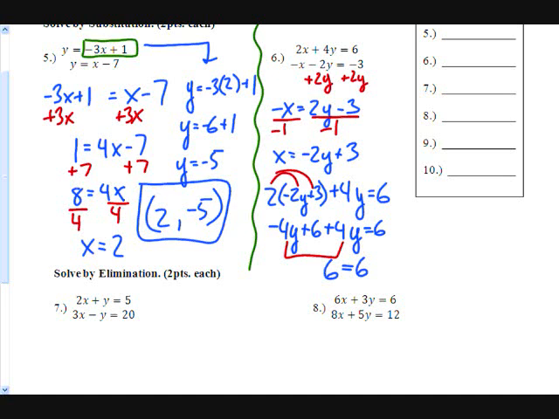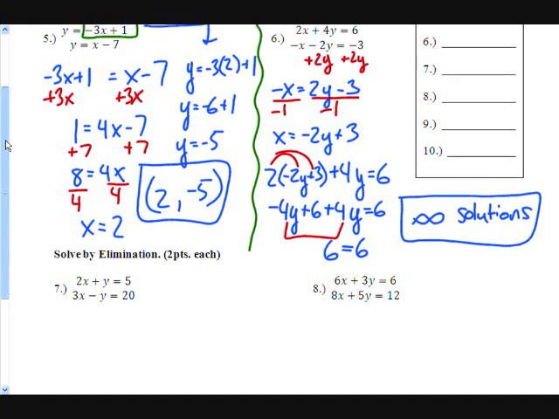Remember, this is one of our special cases. When I get a true statement like this, I say it's infinite solutions. Remember, this is our symbol for infinity. It's infinite solutions, which means I have the same line written twice. They just look a little bit different, okay? If we got a true statement, it's infinite solutions. A false statement means it's no solution.